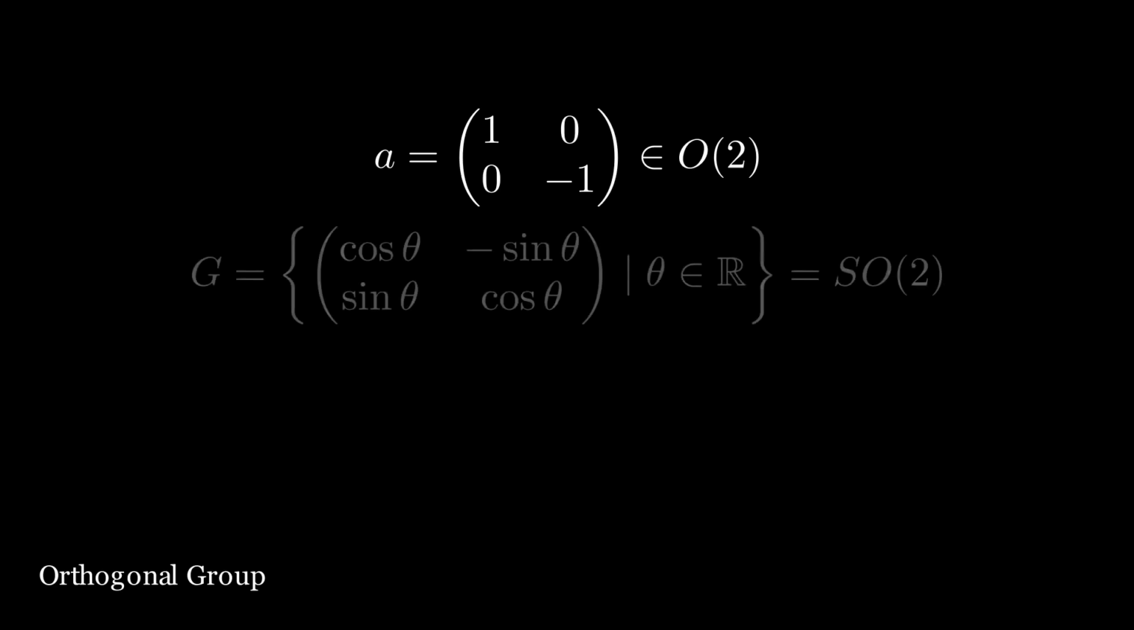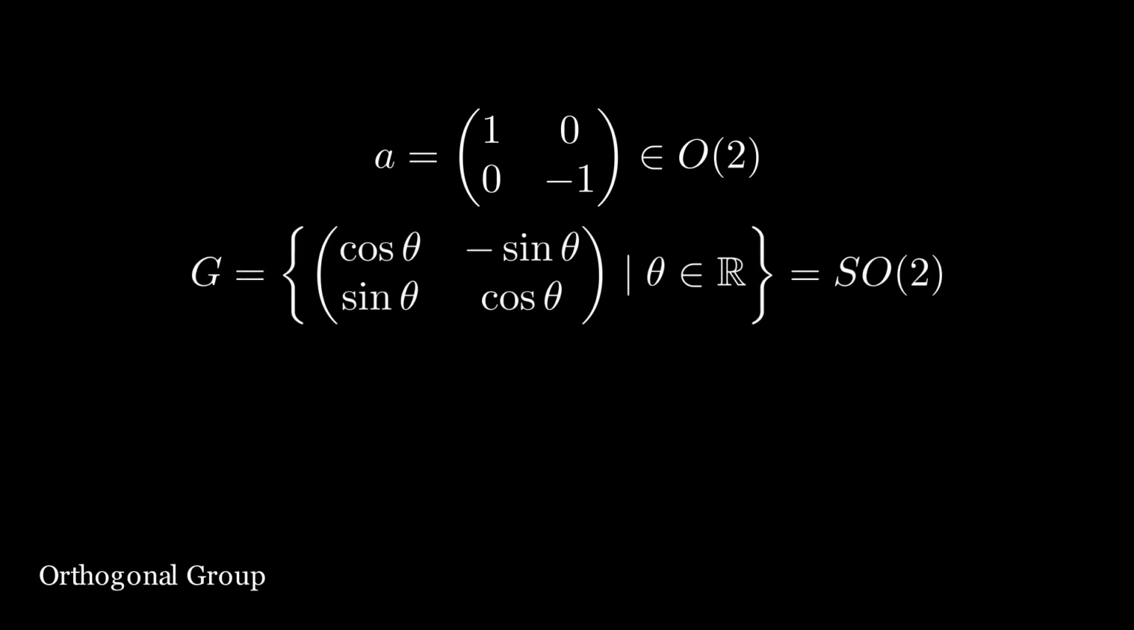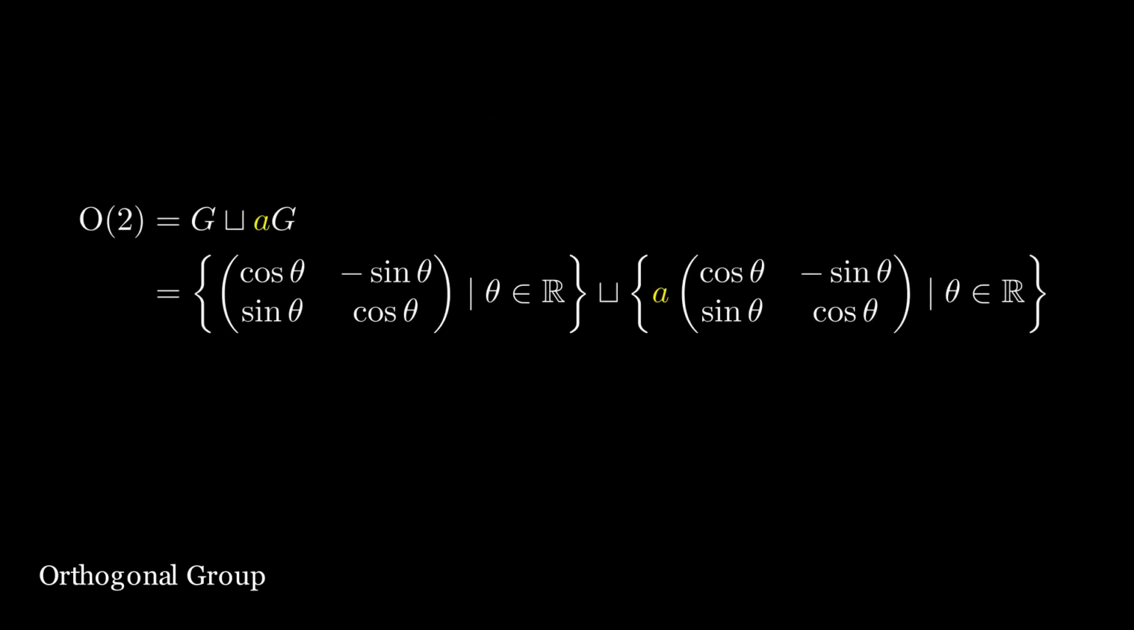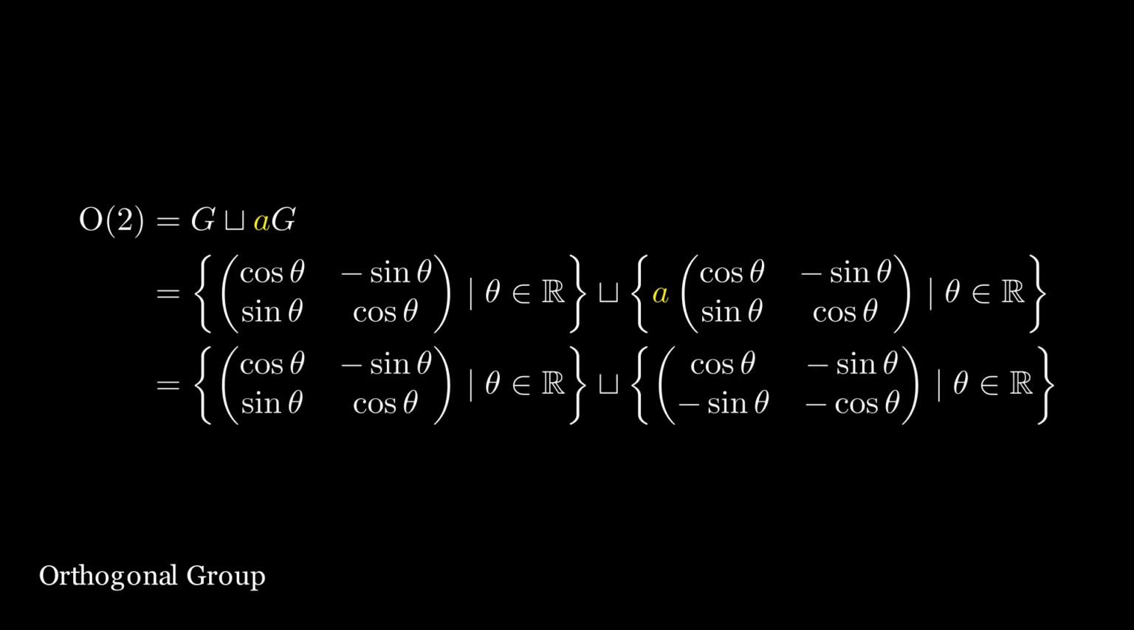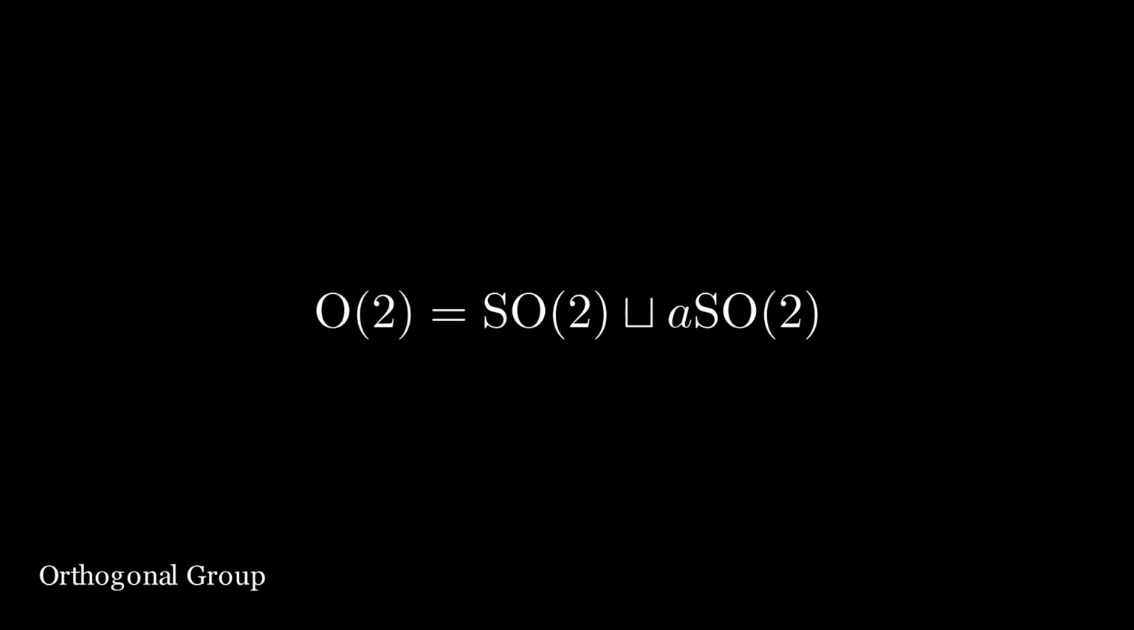In other words, if you take an arbitrary element from ON with determinant minus 1 and multiply it with all elements of SON, you can generate all elements of ON. For example, in O2, let A be like this and G be like this. Then, the set A, G is equal to the set G, A, where G is SO2. The set G and the set A, G are the two cosets of O2 modulo SO2. Here, G and A, G are open sets.